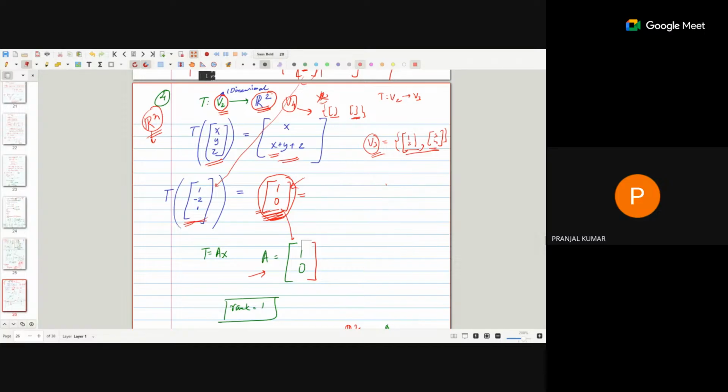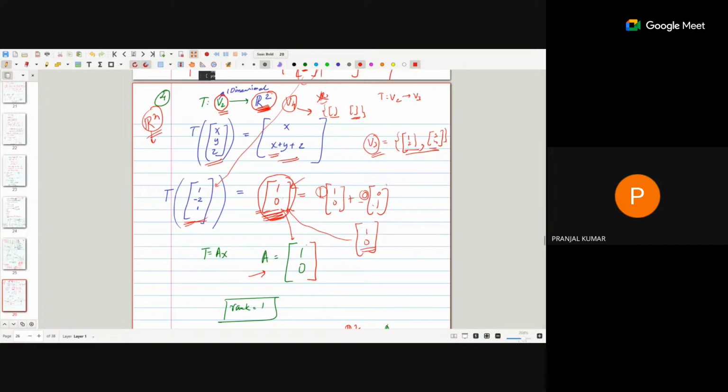What I'm saying is, see here it is R2, so I can express it as 1 times of (1, 0). So the standard basis vectors for R2 are (1, 0) and (0, 1). So plus 0 times of (0, 1), this will give me this vector. So if I take these coefficients now and place them as columns, you can see that it is nothing but the same vector, right?